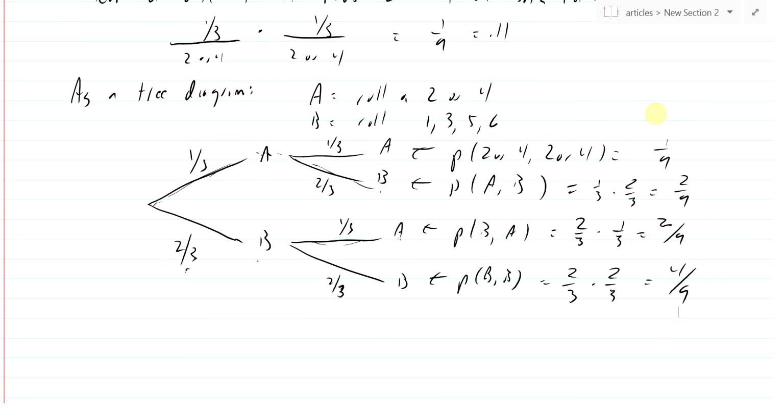Great. And so there's our probability tree, and it tells us a lot of probabilities. And we can ask a question like, what's the probability of getting 2 or 4 on the second throw?